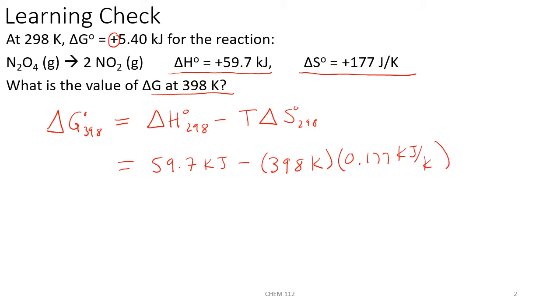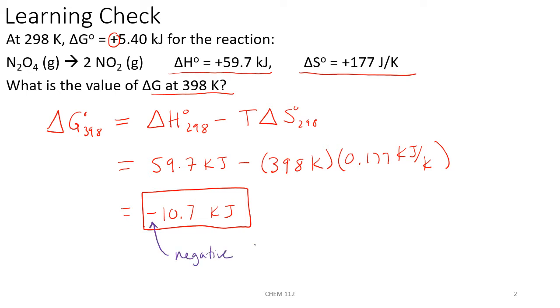This is an estimate of what the Gibbs free energy would be at 398 Kelvin, and it comes out to negative 10.7 kilojoules. Notice now when we raise the temperature of this reaction, we got a negative value, and therefore that means this reaction is now spontaneous at 398 Kelvin.